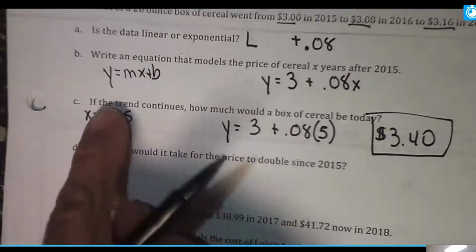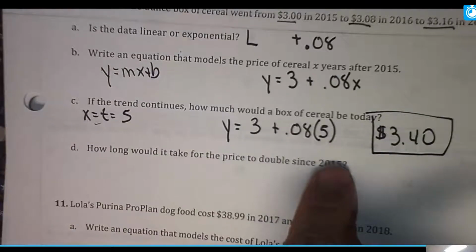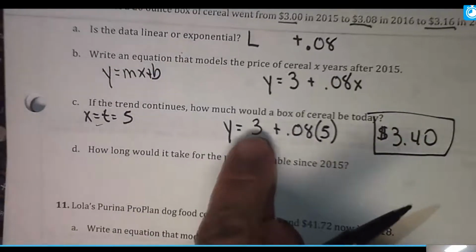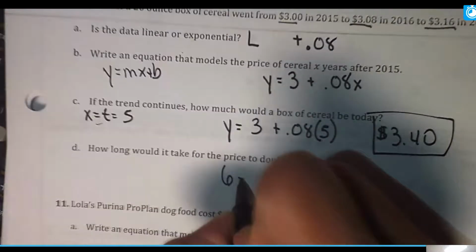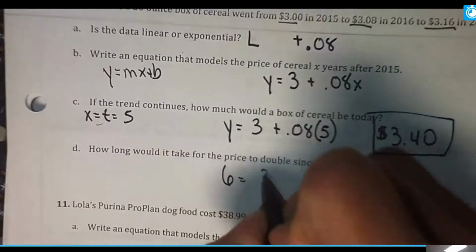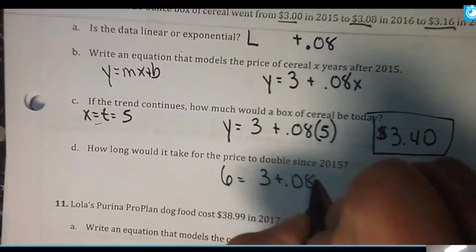Make sure you put that dollar sign. All right, how long would it take for the price to double? So if it started at 3, then doubling, that means my new price, this Y, would be 6. So I'm going to put that in. And I'll have to solve for X.